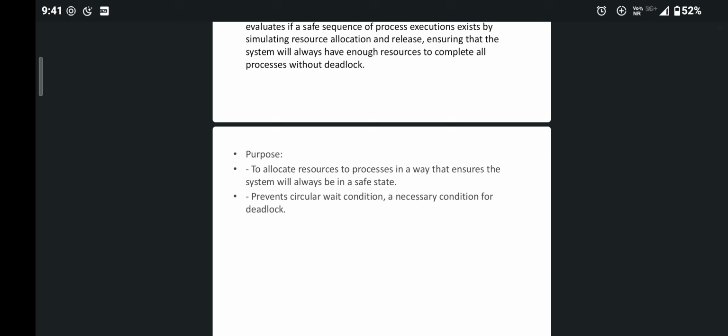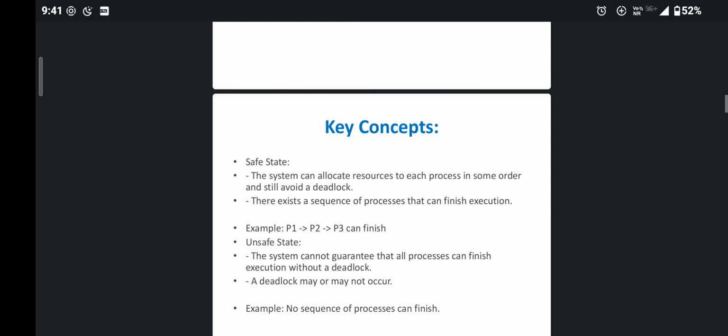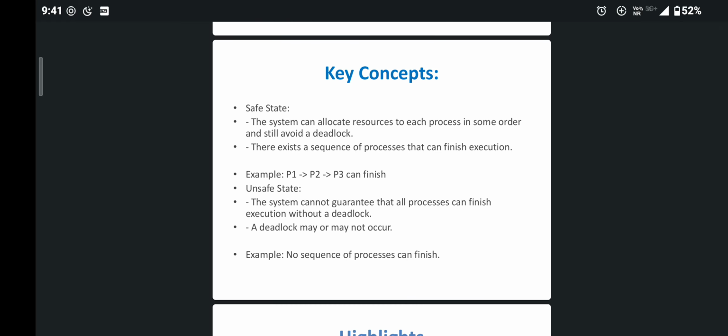What is the purpose? Obviously, it keeps the system always in the safe state. Its purpose is to prevent the circular wait condition. What is the circular wait condition? It's normally called deadlock. Okay, let's see the key concepts.